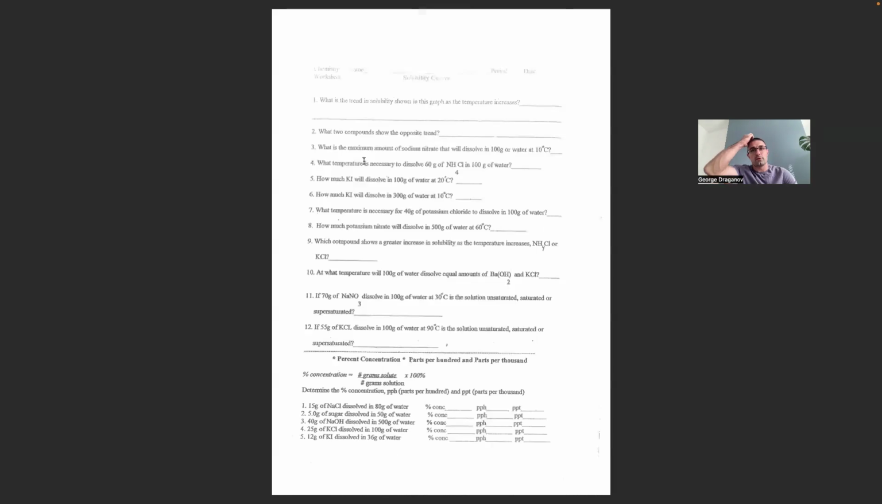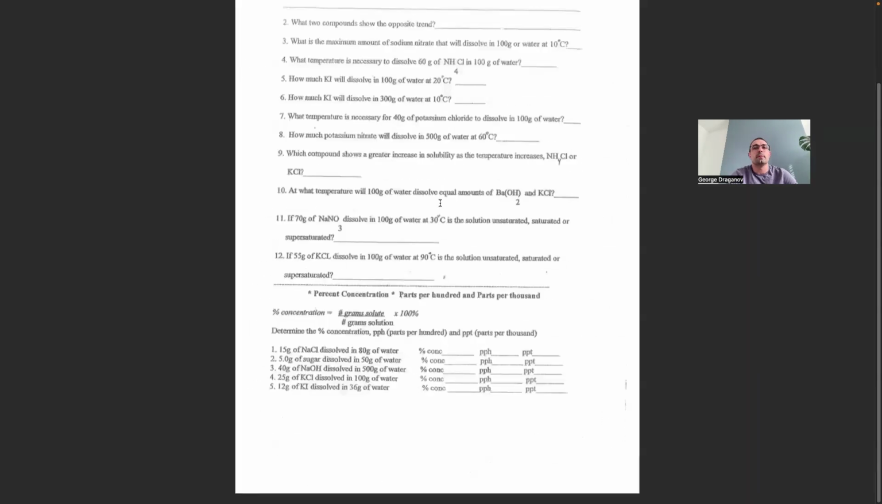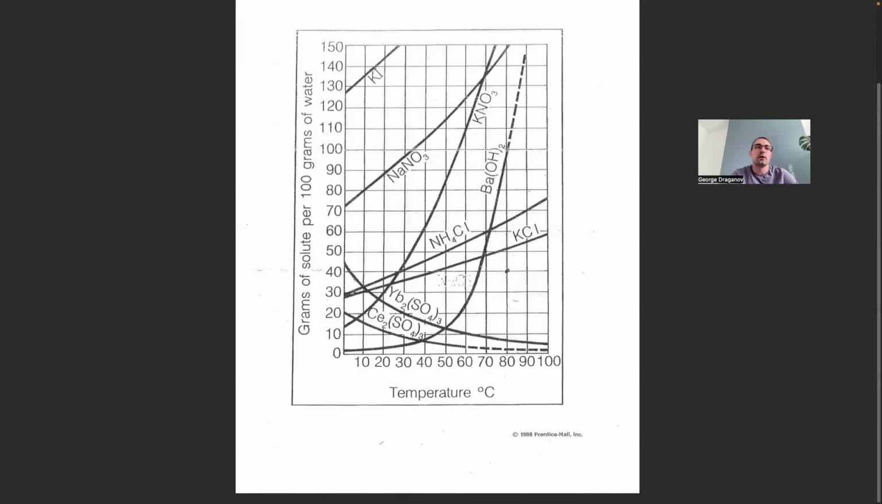So if we look at some questions just to practice: how much KI will dissolve in 100 grams at 20 degrees? So KI is here. At 20 degrees, you show the examiner that you're going up. So at 20, you go up and across, and you get roughly 145 or 144 grams. Now be careful, if the examiner asks you how much would dissolve in 50 grams of water at that temperature, you have to halve it. If they ask in 20 grams of water, you would divide it by 5. So always read the axes.